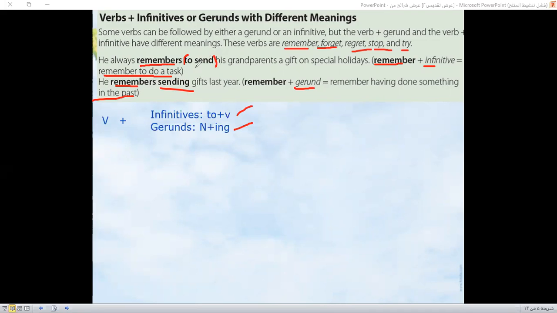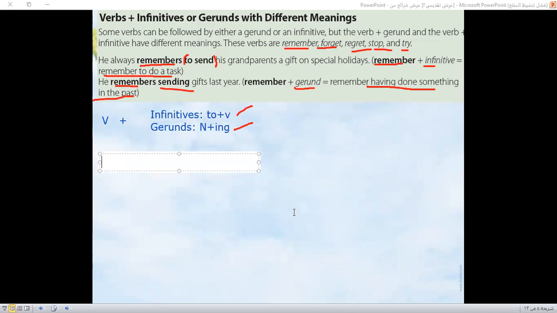okay, here I focus more on what? On the task. He remembered to do a task. But when I say he remembered doing his homework, here I focus more on the time. He remembered doing his homework, for example, yesterday. I focus that I have done something, it's done in the past, and the focus here is on the time.